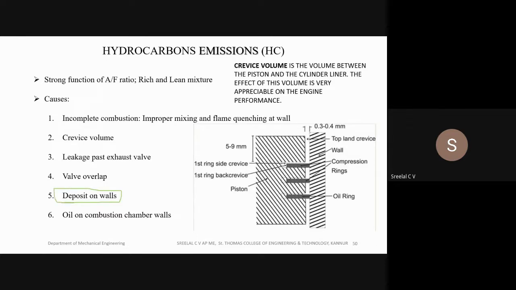Deposit on valve. Okay, so during the compression and the combustion, at that time the high pressure will be prevailing in the combustion chamber. So many particles will be deposited on the wall, and they will be absorbing these particular hydrocarbons. Due to the high pressure during compression, the deposits on the wall sides will absorb the hydrocarbons.